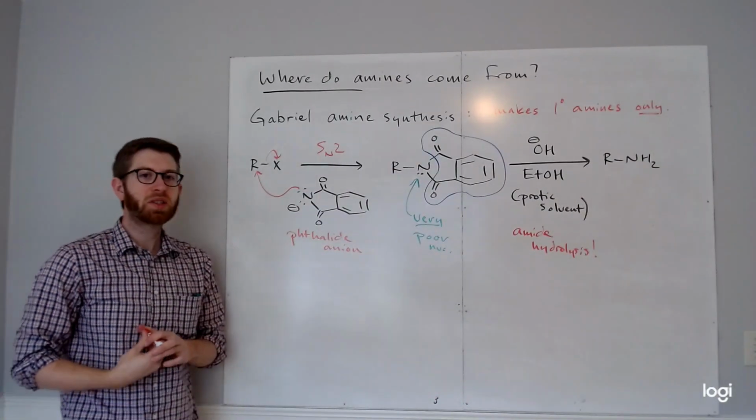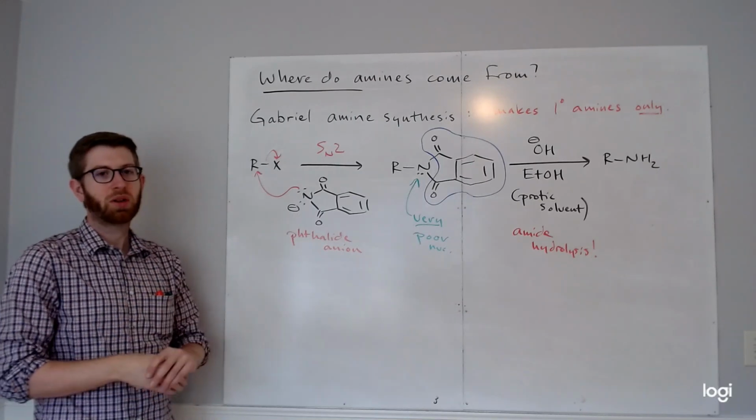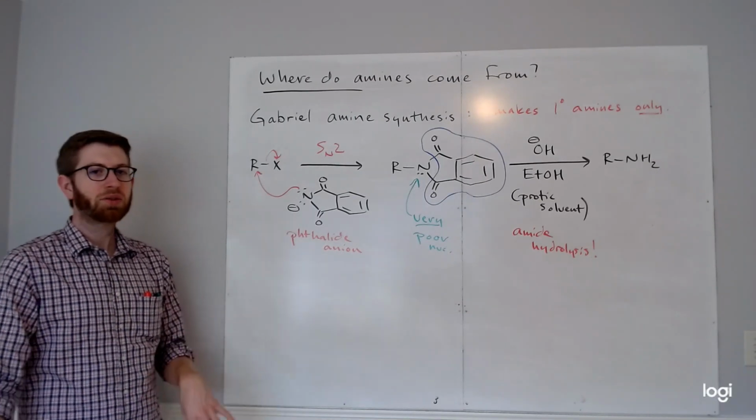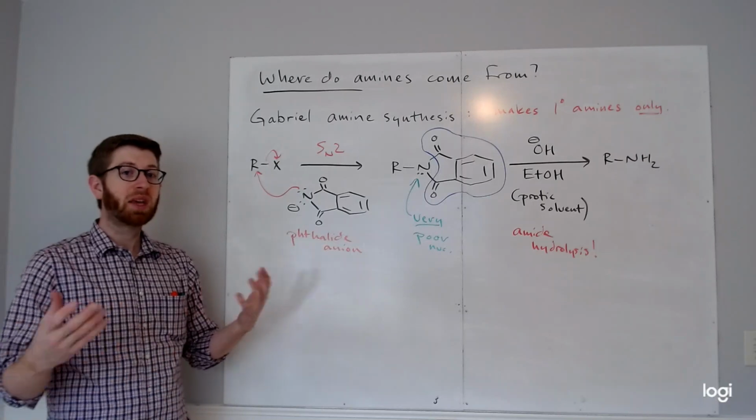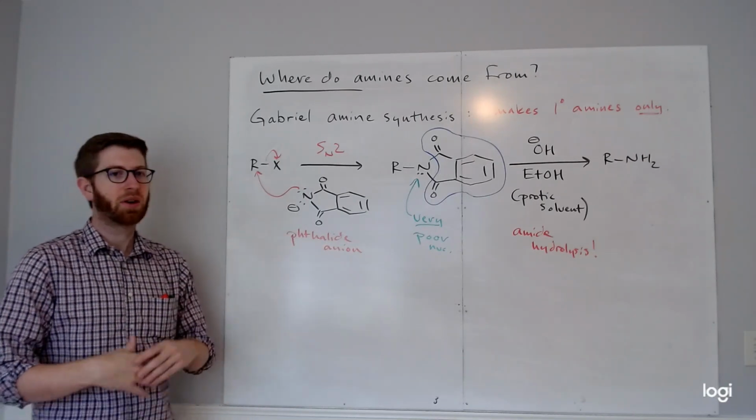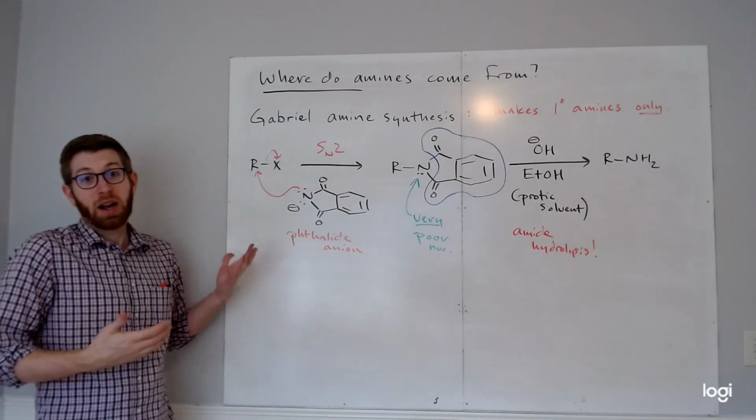So we've seen a few ways to do this, right? We could reduce nitro groups, we could cyanate and then reduce nitriles, or we could do the Gabriel synthesis to make amines from alkyl halides, or nitros or alkyl halides, I guess.